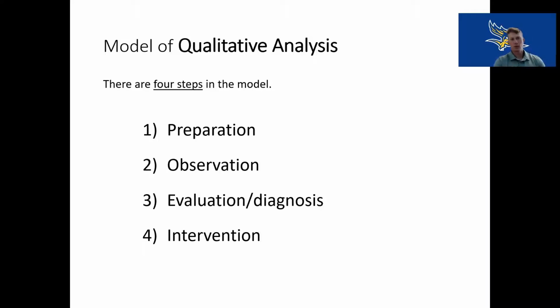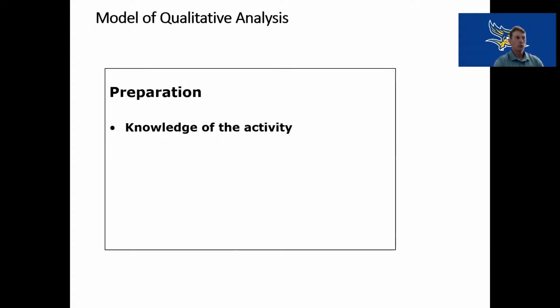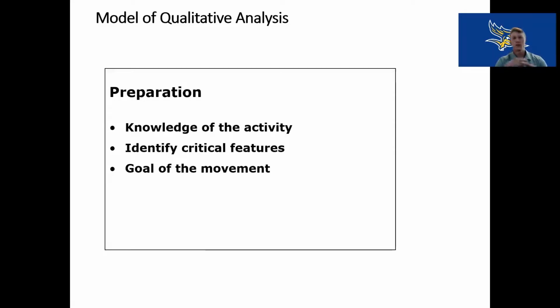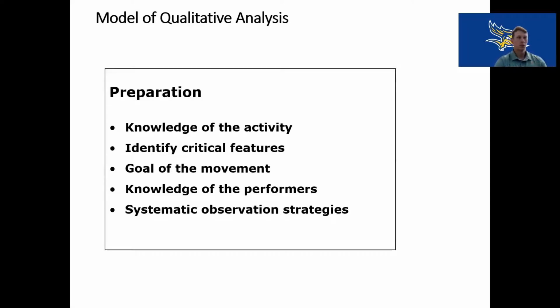So there's 4 steps to developing your qualitative analysis. There's the preparation phase, the observation, the evaluation phase, and then the intervention phase. So the preparation phase is learning about the activity, identifying critical features, so movements within the body and how they should be performed. Think about the goals of the movement, knowledge of the performers, okay, the level of the performer, so the criteria for high quality movement for a 10-year-old compared to a 21-year-old compared to a 65-year-old is all going to be different based on their knowledge of the movement and their expertise.